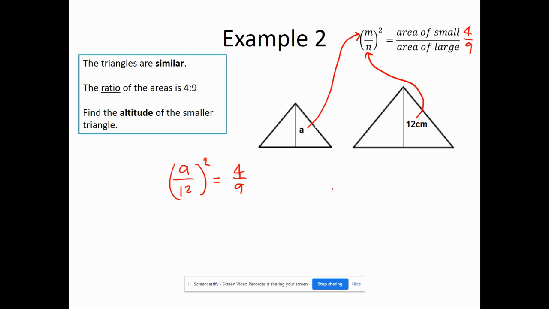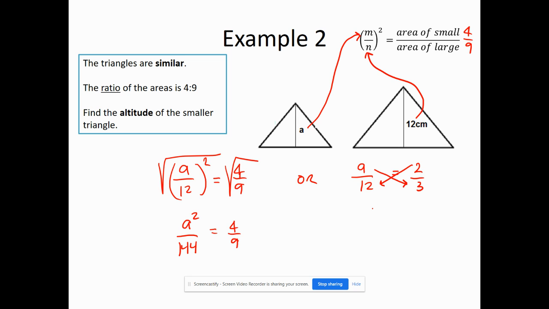There's a couple ways to solve this. You could do it the same way I did before and square both of these, a squared and then 12 squared, and then cross multiply. Or you can take the square root of both sides and do it like this, the square root of both sides, and just do these individually. Square root of 4 is 2, square root of 9 is 3. So this equation is a little bit easier to solve because now we just have 3a equals 12 times 2, and we can see a is 8.